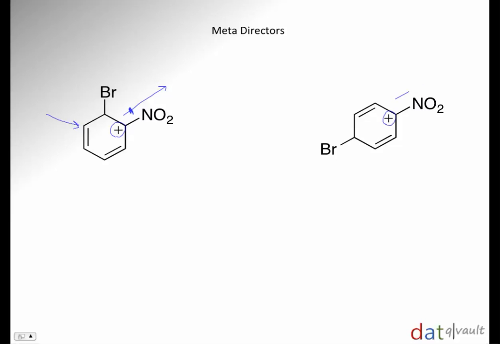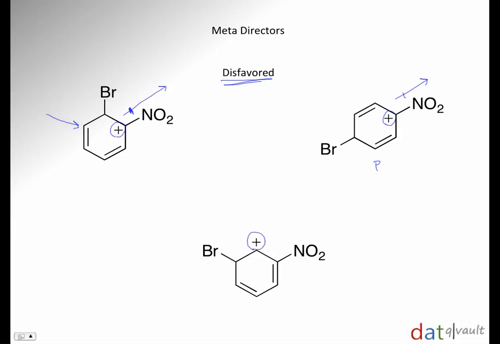Again, we have the same thing happening if we were to substitute the bromine in the para position. That's because of the electron withdrawing effect of this nitro group and the fact that it cannot donate any electrons to stabilize this carbocation, which is going to further deactivate and destabilize it. So that makes these two structures heavily disfavored.